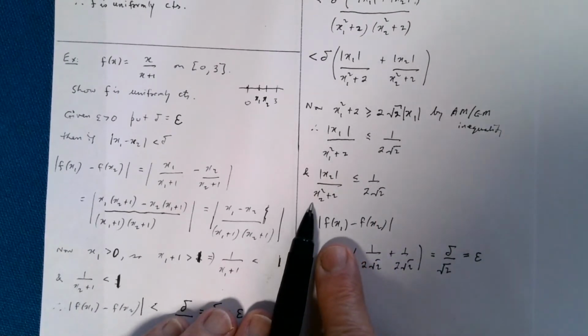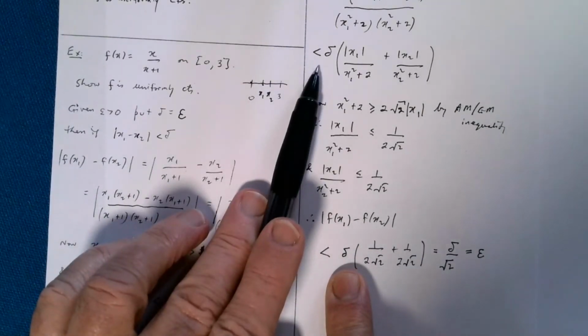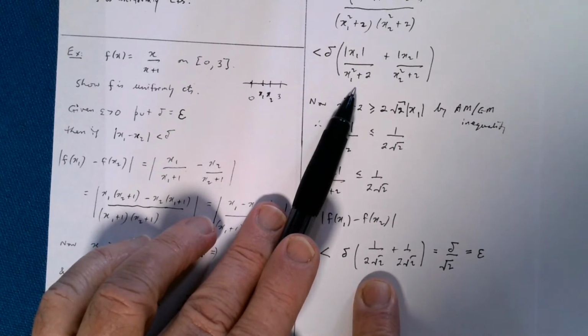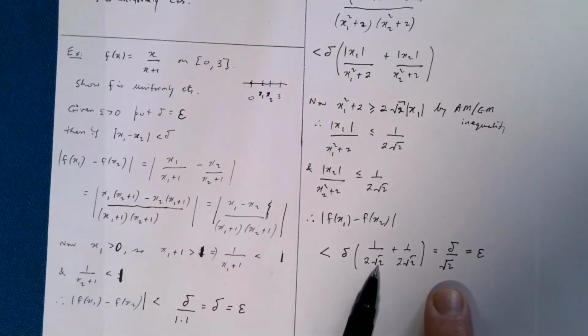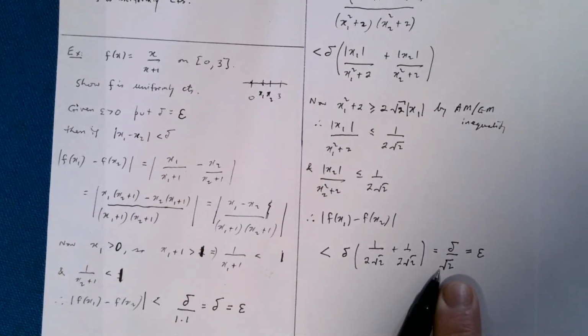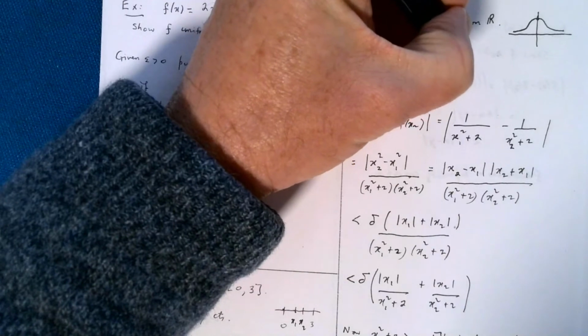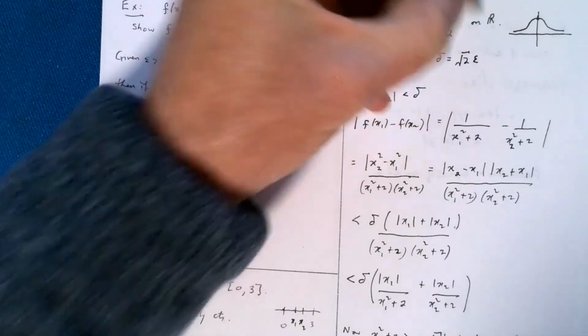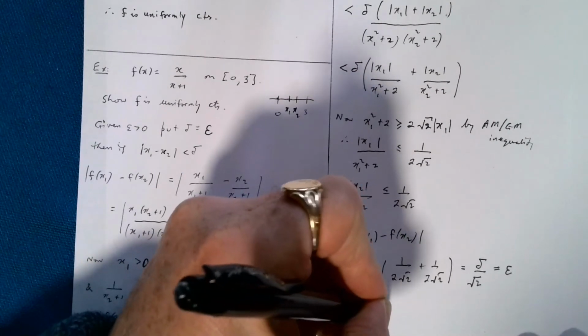So putting all that back in, the difference between f of x1 and f of x2 is less or equal to delta times this one, which is less than 1 on 2 root 2, and this one's less than 1 on 2 root 2. I combine these together, so I get 2 on 2 root 2, which is 1 on root 2. So I get delta on root 2, and I'll put that equal to epsilon. So finally then I can go back and say my delta is going to be just root 2 epsilon. And that depends only on epsilon, not on the x naught. So my conclusion is, therefore, this f is uniformly continuous.